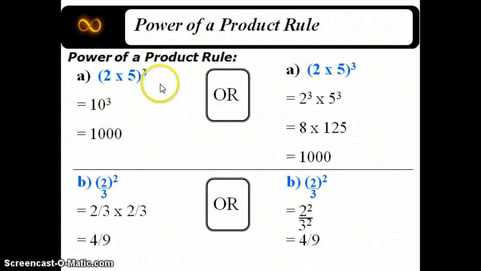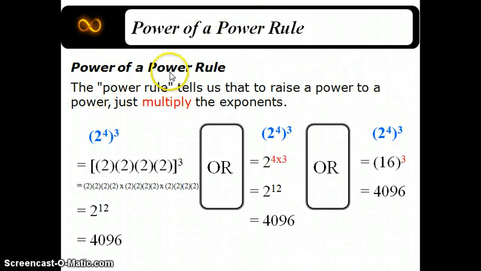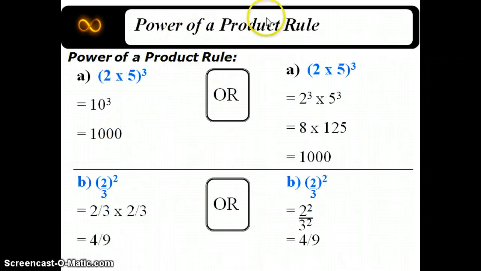So we'll take a look at another couple examples. This one's called the power of a product rule. Again, power of a power rule is a power, and the power is raised to another exponent. Power of a quotient rule is another name for when you're dividing. But power of a product rule is we have a product of two numbers, and then we're going to raise it to an exponent. So the rule says essentially I can distribute that 3 into the brackets as done here.